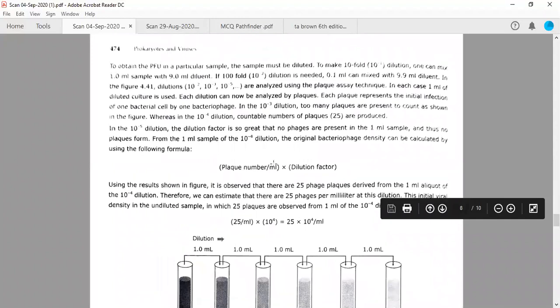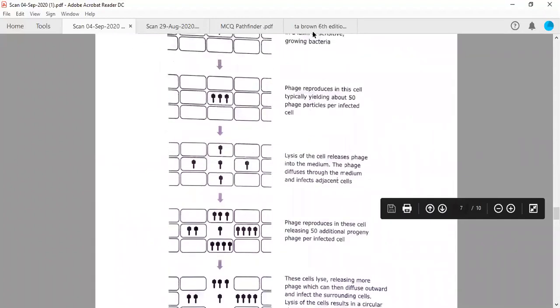So do you want me to complete this, or should we study this in our next class? What is your opinion?